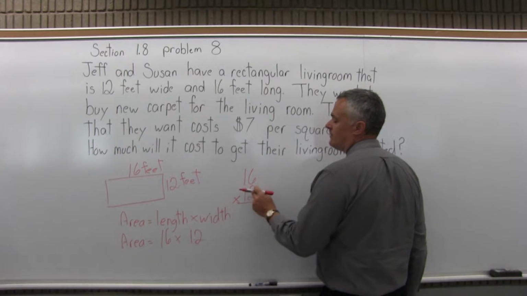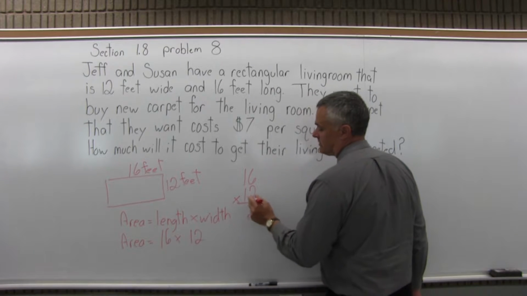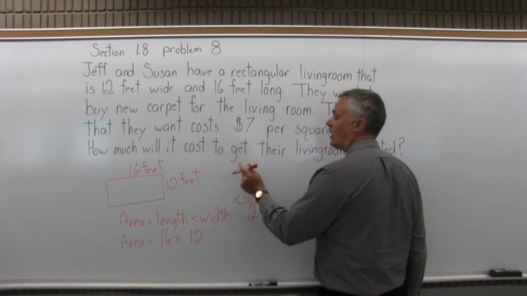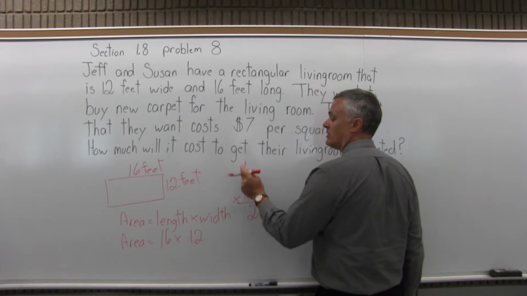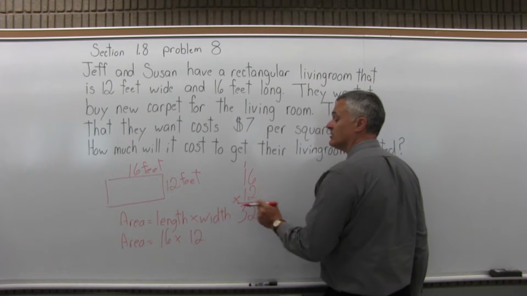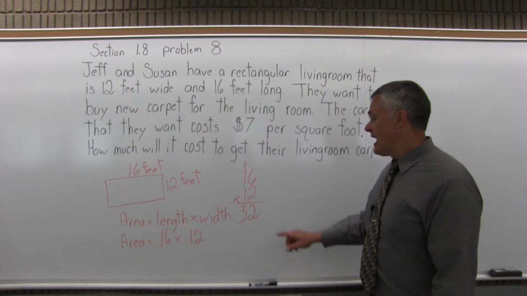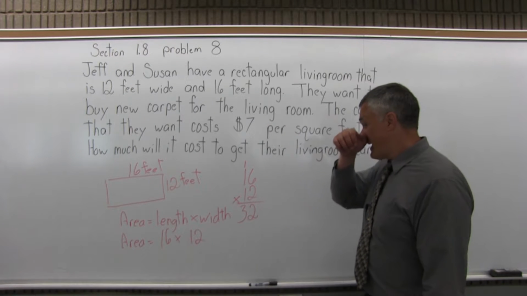So 2 times 6 is 12. Put down the 2 from the 12, carry the 1. And now 2 times 1 is 2, plus the 1 more that we carried is 3. Well, we could have just said 2 times 16 is 32. I could have done that. And now I have the 32. I'm going to multiply the 1 next.